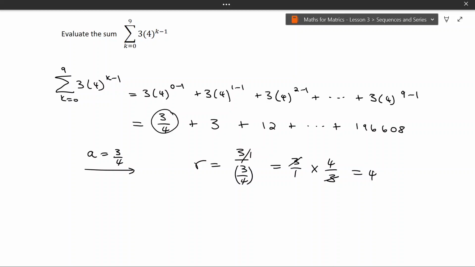You can alternatively use T3 and T2, which are 12 and 3 respectively. 3 goes into 12 4 times. Therefore, R is equal to 4. Now, how many terms does our series have? Our upper limit of summation is 9, and our lower limit of summation is 0. 9 is greater than 0, so 9 minus 0 plus 1 is equal to the number of terms. Therefore, our number of terms, n, is equal to 10.